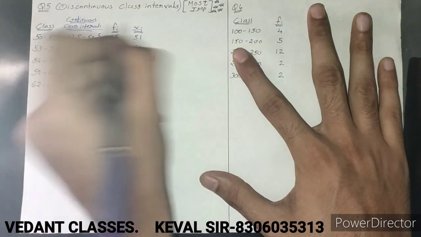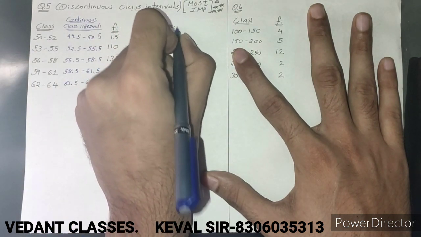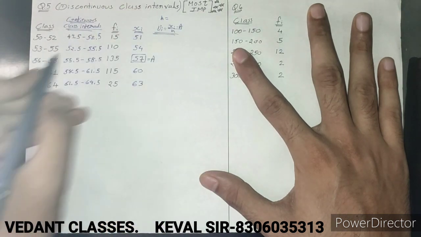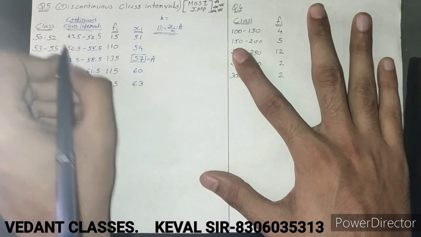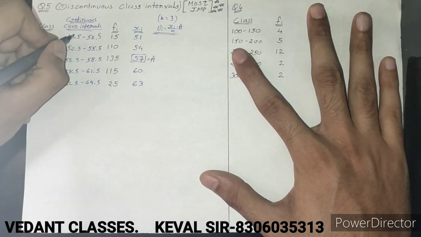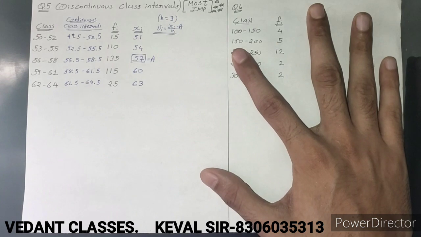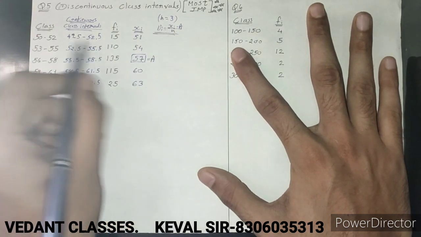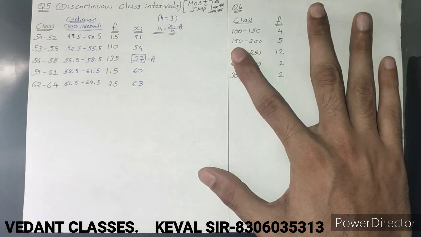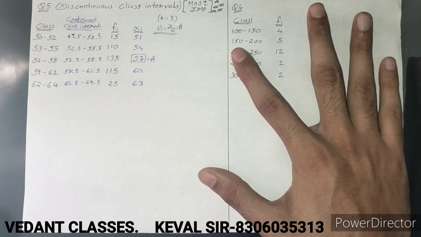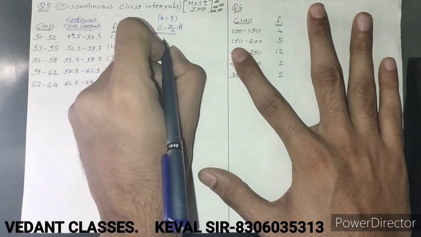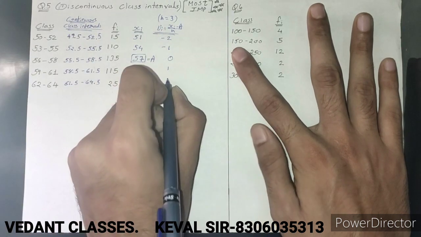Now let's calculate the value of ui. This will be xi minus a upon h. What is the value of h over here? It will be 3. You need to subtract 52.5 minus 49.5, so the value of h over here is 3. To calculate the value of h, it is necessary to convert it into the continuous class interval, because if you subtract 52 minus 50, then you might get the wrong answer. Now just write down the values of ui. That will be 0, then minus 1, this will be minus 2, this will be 1 and 2.